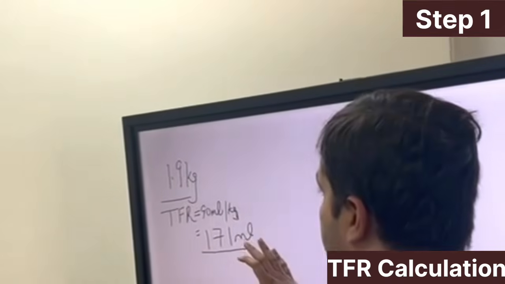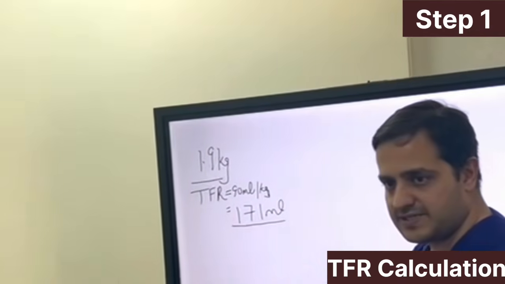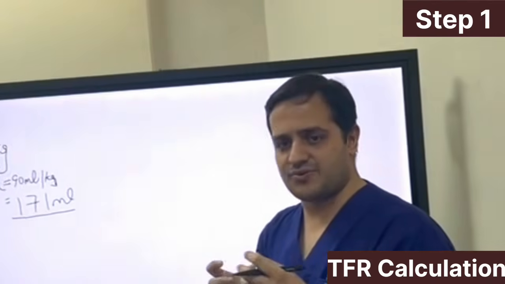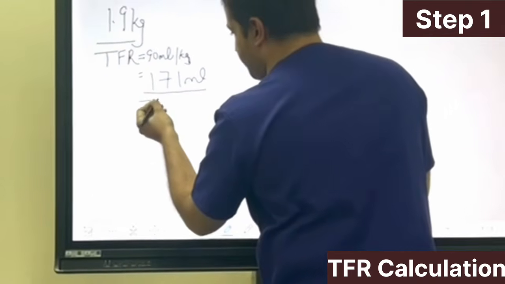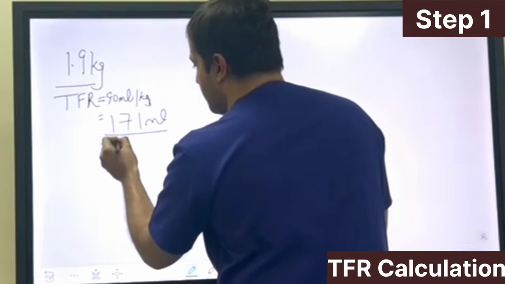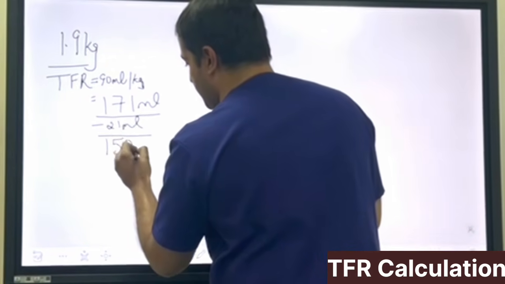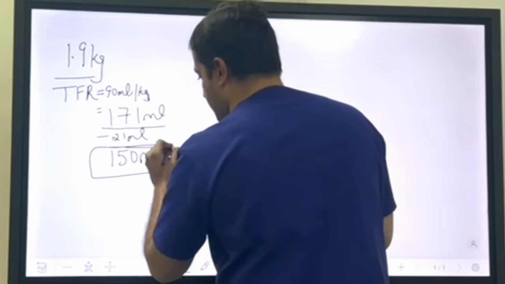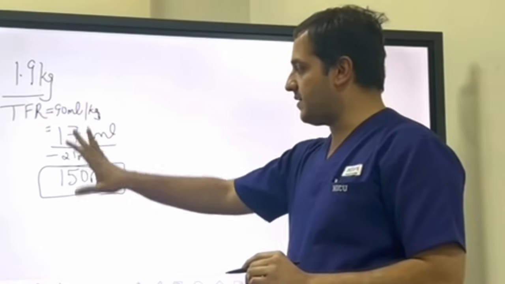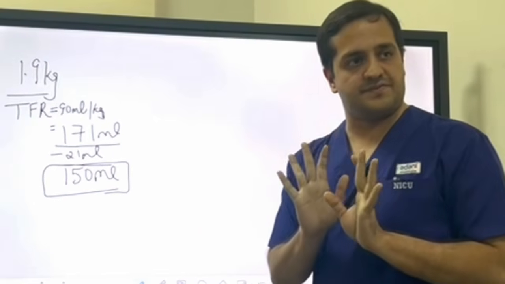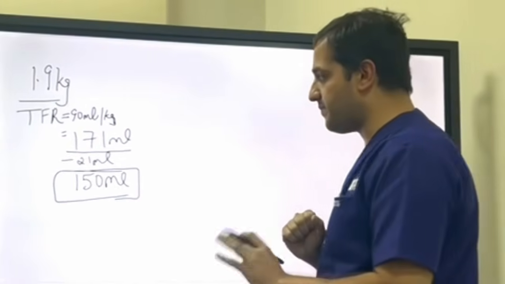For the next 24 hours, the child should receive a total of 171 ml. Suppose the child is getting some inotropes, some antibiotics or something. So hypothetically, I am just deducting say 20-25 ml. Maybe 20 ml I will deduct. Okay, 21 ml for antibiotics, so totally you are left with 150 ml. So now our target is that we have to give a GIR such that the child gets a total fluid of 150. You should not exceed the total TFR because it will cause fluid overload.